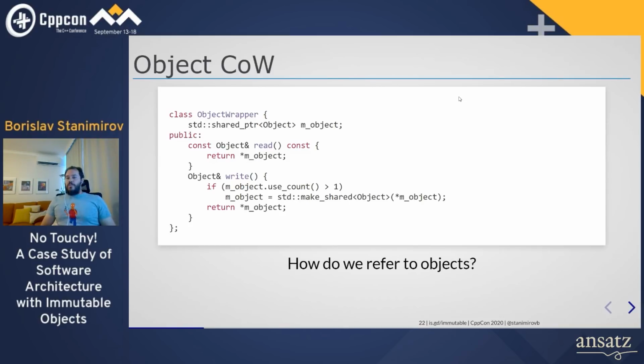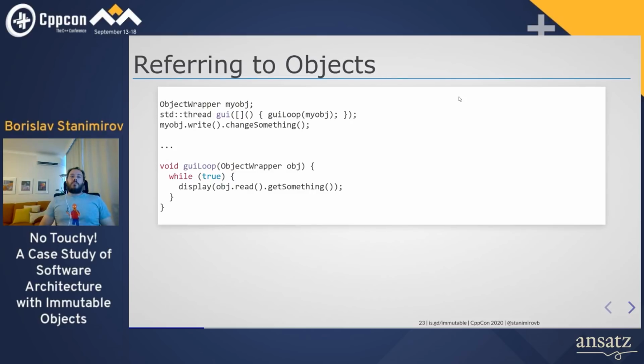But the problem here is, how do we refer to objects? So let's look at this example. We have an object. We have a GUI thread, which basically has a loop which reads the object continuously. And then we want to write to change something inside of the object. That's it. But the problem is that after this line, after we change something in the object and presumably perform a copy on write, the object is lost to the GUI thread. So it only has the read-only copy. It will never be able to get the actual write object.